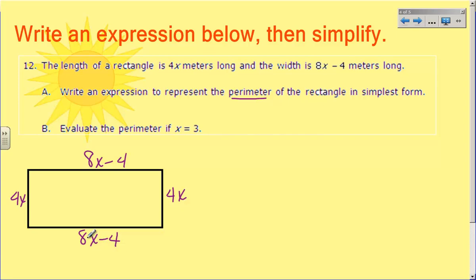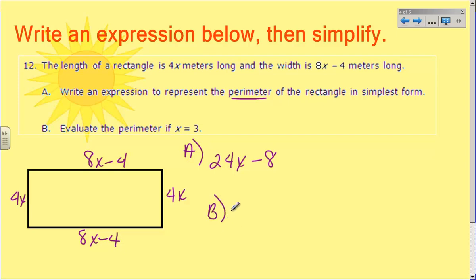becomes 24x. Okay? Another way you could do that is you have 8x and 8x makes 16. 4 and 4 makes 8. 16 and 8 is going to make 24. So you have 24x. That's what happened when I added them up. And then I have to do my numbers. I have negative 4 and negative 4. Well, if I put two negative 4s together, I get a negative 8. So that is the expression for the perimeter. This is your answer for A.